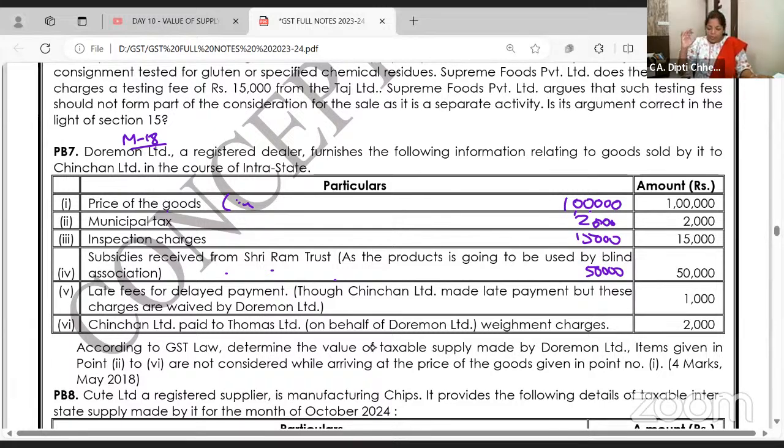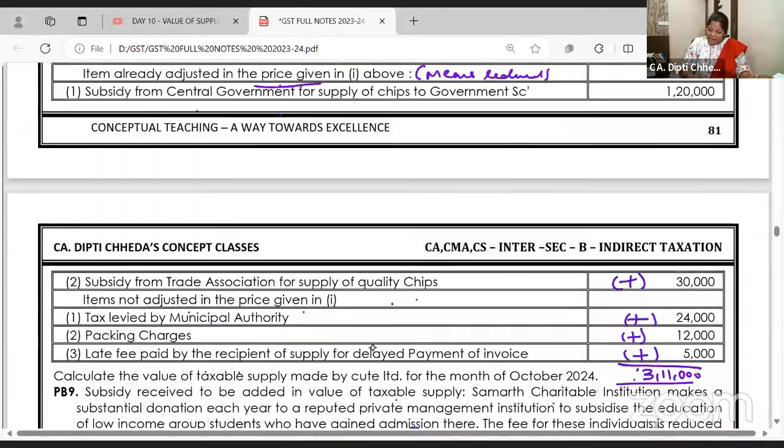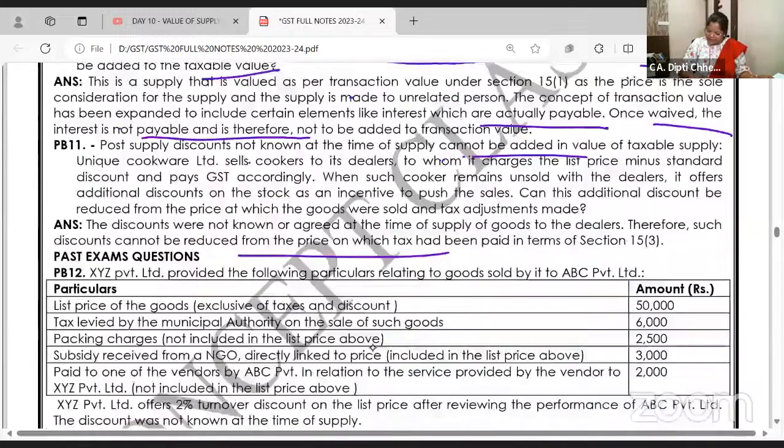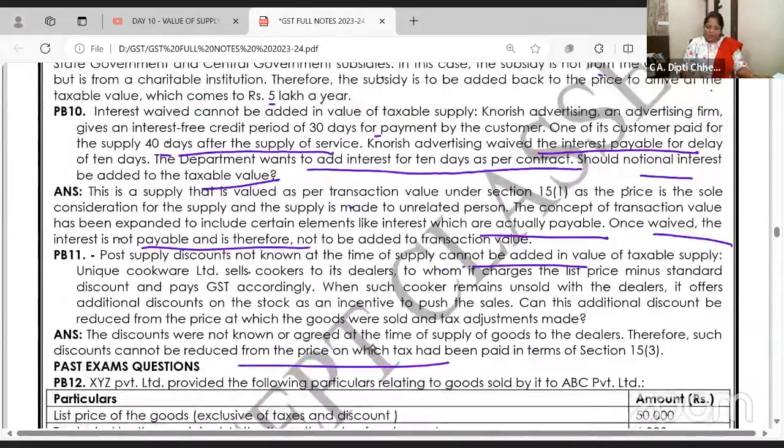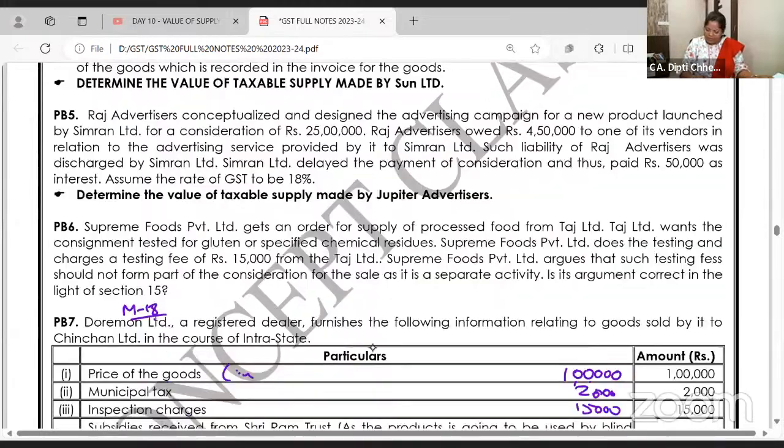Ma'am, nobody should memorize a format here. Memorizing a format doesn't work. Last time you didn't add the subsidy, now you are adding the subsidy because it's from a private trust and it's not inclusive. In the last problem I didn't add the subsidy because it was already included. Now I will add the subsidy.